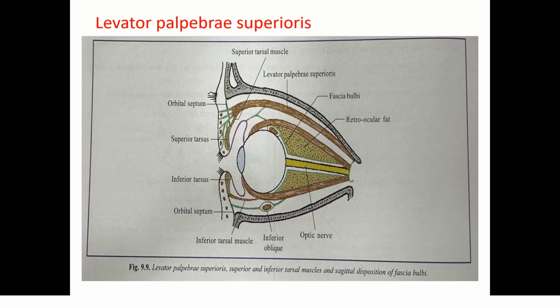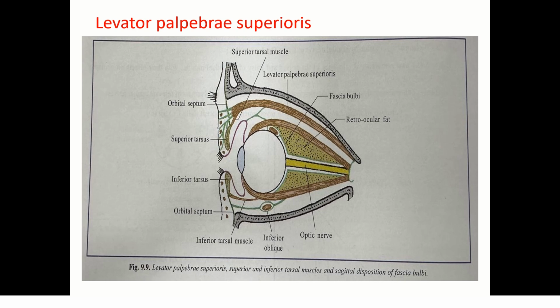In conjugate movements, both eyes move in the same direction and the axes remain parallel. If both eyes are turning towards the right side, we call it dextroduction. If both eyes turn to the left side, we call it levoduction. If both eyes look upwards, we call it superduction. If both eyes look downwards, we call it subduction.